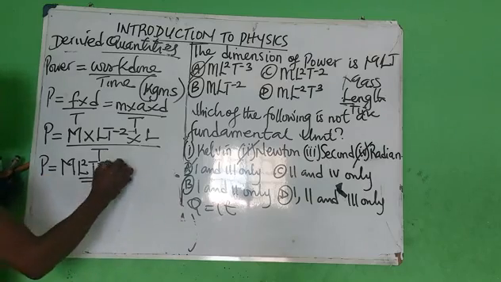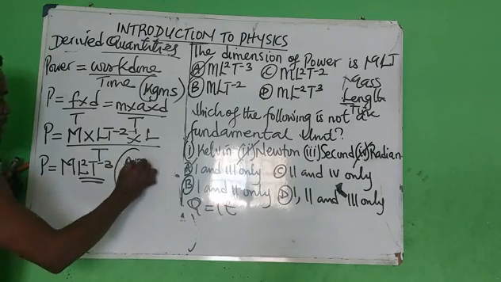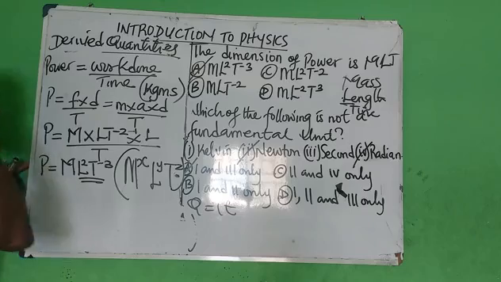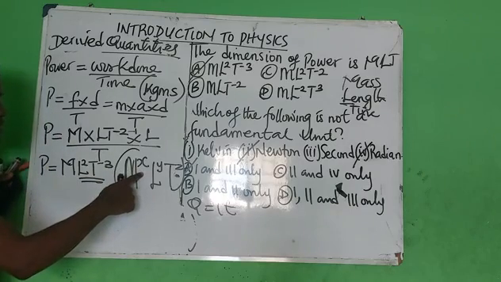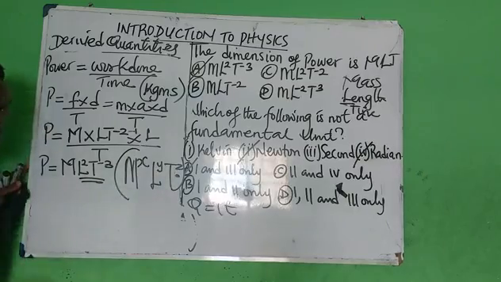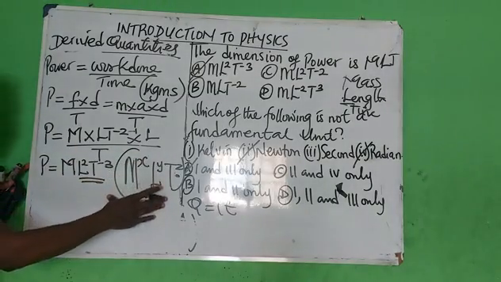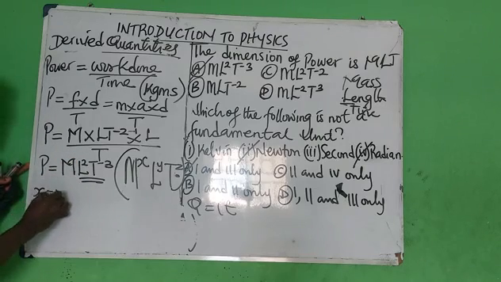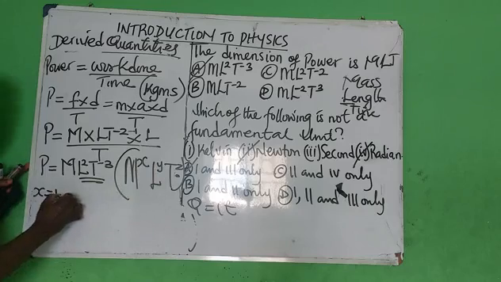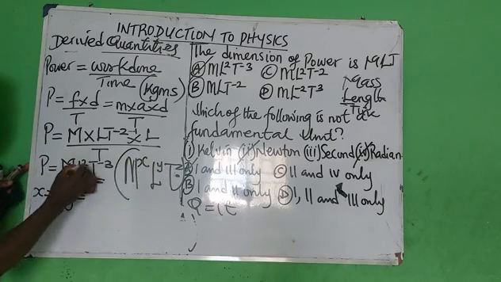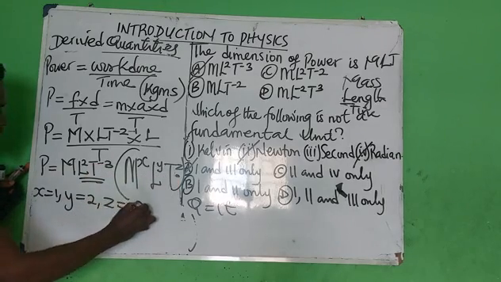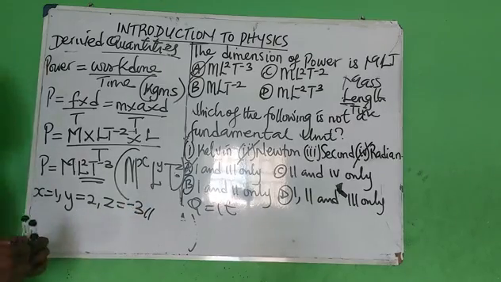In some cases, you will see they will write it like this: M^x L^y T^z. They will be asking you, what do x, y, and z stand for? So, based on what I have here, there's an invisible plus 1 here. Therefore, x is plus 1, or just write 1. Then y is 2. What about z? z is minus 3.